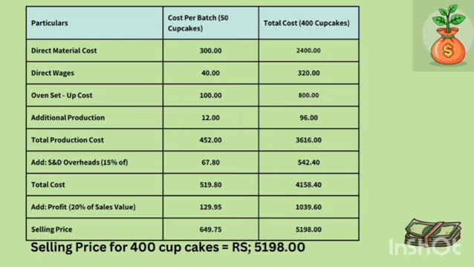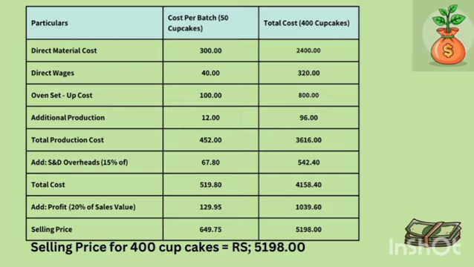Step 2. Add production overhead. The bakery also has production overheads like electricity, maintenance, etc. These are calculated as 30% of direct wages. So 30% of 40 rupees equals 12 rupees per batch. Now the total production cost per batch is 300 plus 40 plus 100 plus 12 equals 452 rupees.